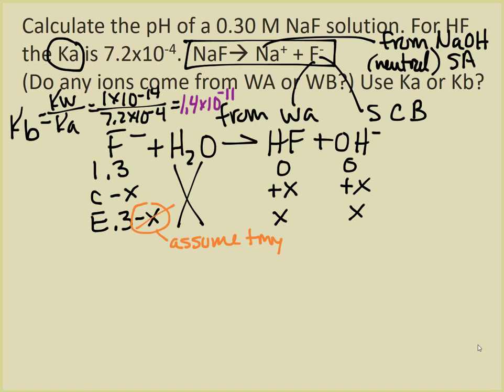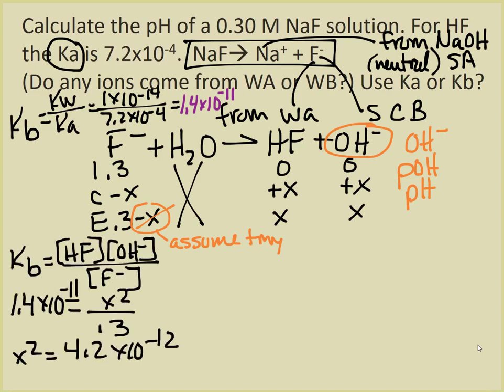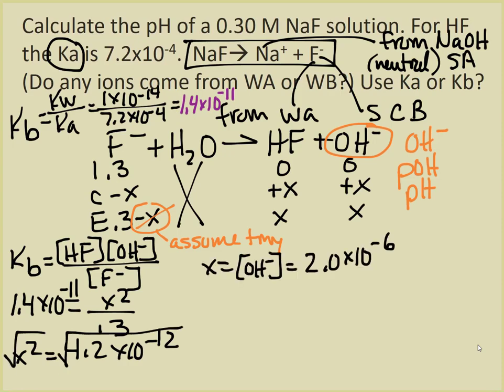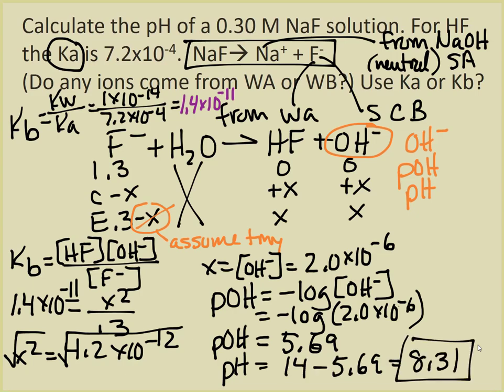So in this problem, our objective is to find out what the OH is. Once I find out what the OH is, then I can find out what the pOH is and then the pH. So that's kind of our plan of attack. Let's write our Kb, put in what we know. Let's simplify. Take the square root of each side. This is my x, or my hydroxide ion concentration. And from there, I'm going to find my pOH. My pOH is 5.69. So to find the pH, I just subtract that from 14. And I get 8.31 as my pH.